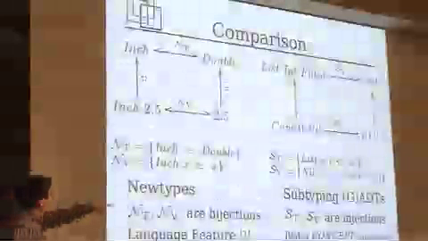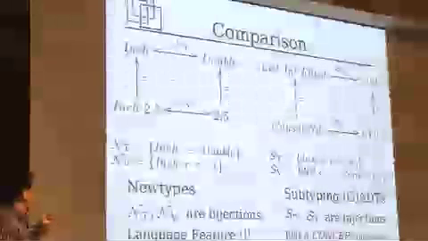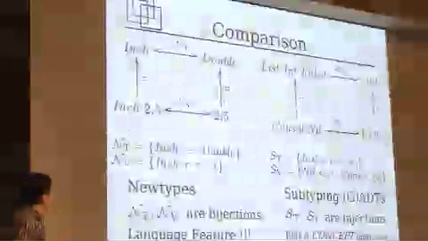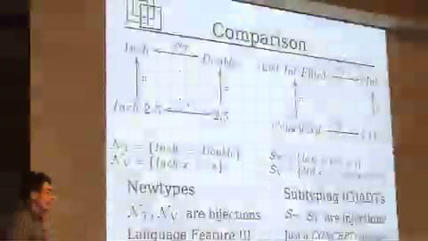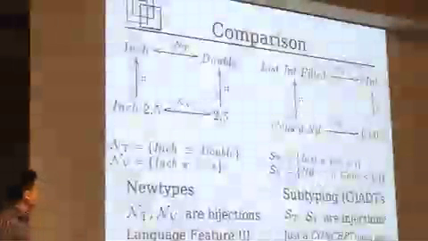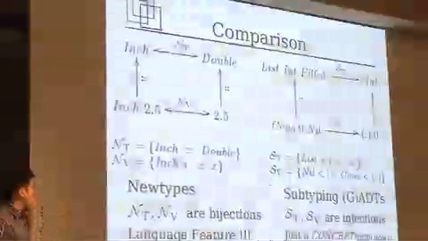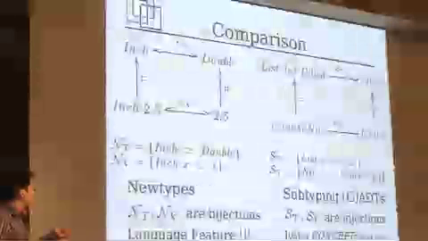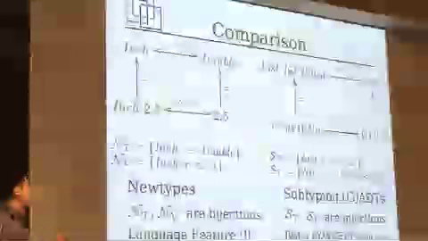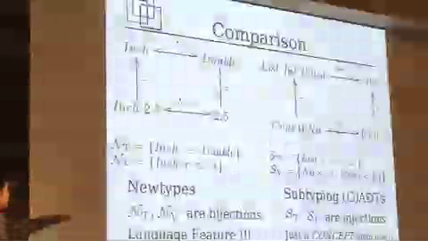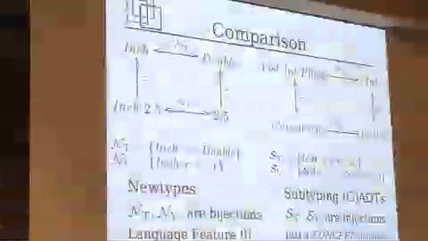So let's make a comparison. For newtypes, they are bijections, and we have a language feature that realizes this idea in Haskell. But for subtyping with GADTs or just ADTs, we don't have a language feature to realize this concept. And the other difference is that it's in general an injection, maybe not in this case, but in general.